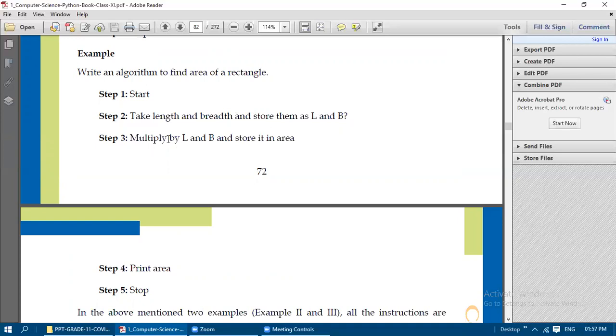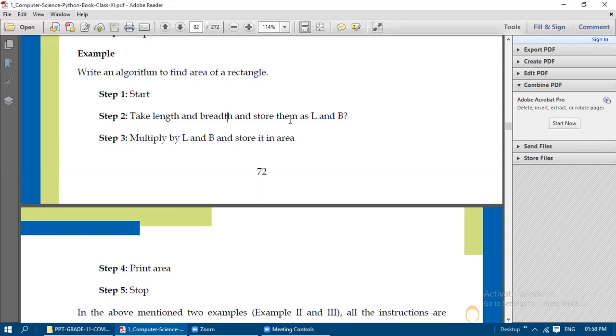Next we need to multiply L and B and store it in area. This multiplication of L and B, that is length and breadth, is known as the logic. In order to get the area of a rectangle, the formula is L into B, L multiply B. In order to perform this L into B, you need to know the value for L and the value for B.